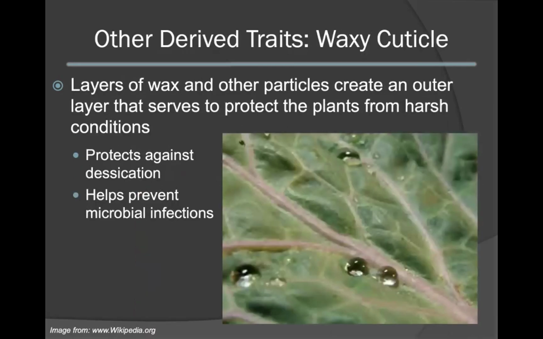Another derived trait involves the presence of a waxy cuticle. Layers of wax and other particles can create an outer layer on the plant. This can serve to protect the plant from harsh conditions and from desiccation. It can also help prevent microbial infections by serving as a layer of protection between the environment, bacteria, and the interior plant tissues.